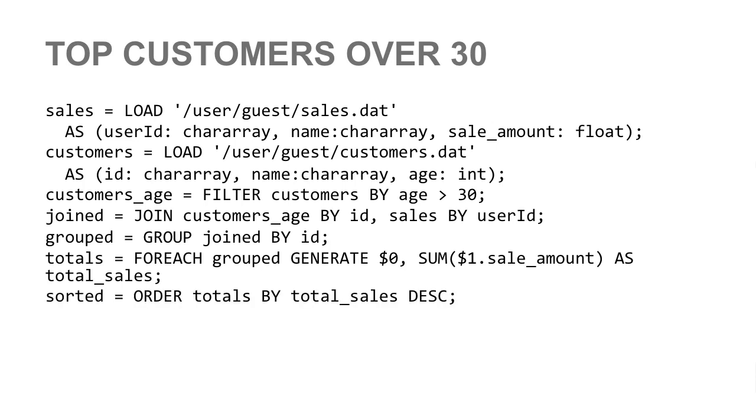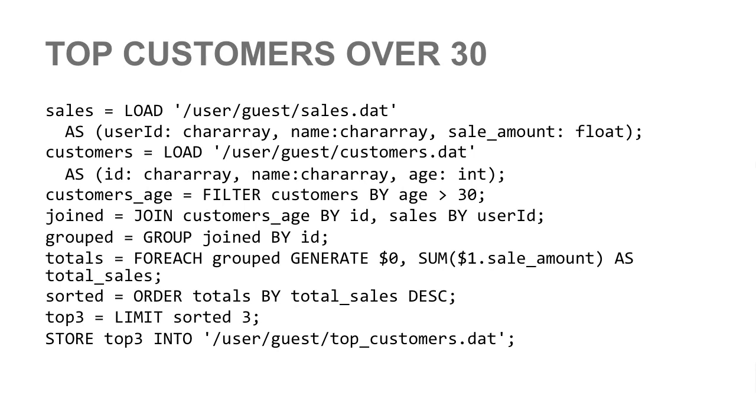We are going to sort them in descending order. And then finally, we are going to say limit sorted 3. So we are looking for the top 3. And eventually, we are going to store the result into a file. So we say store top 3 into, and then the file location. Now, what will happen there is that in the execution in HDFS, a folder will be created that will contain the results. Normally, when you execute in MapReduce, the result is split to a number of smaller files. So the top customers that will contain our final result.